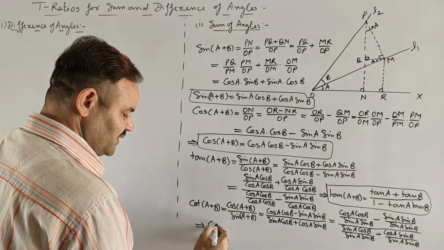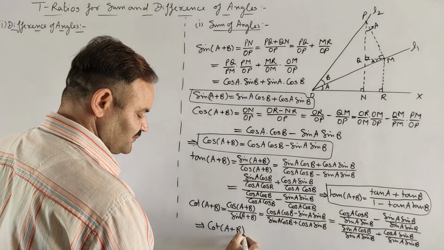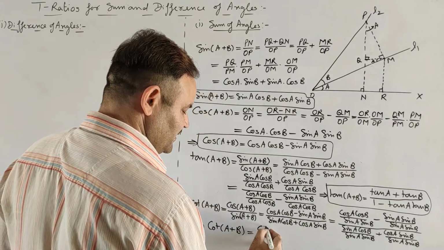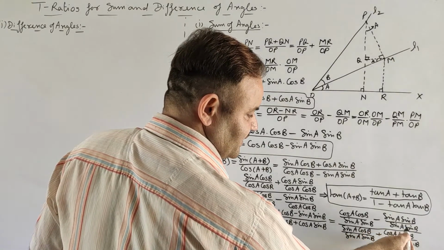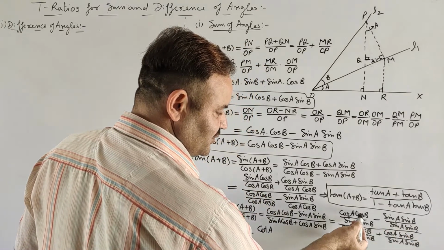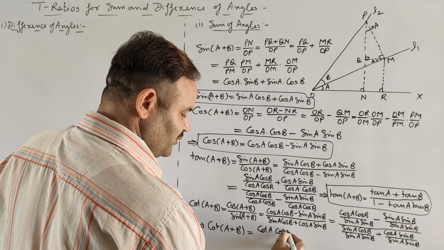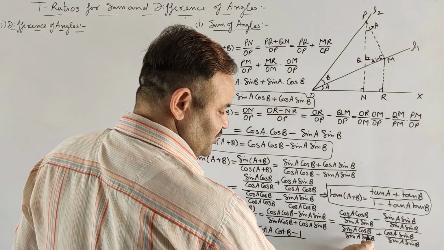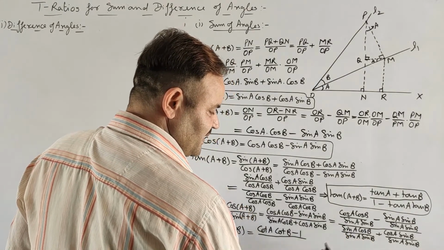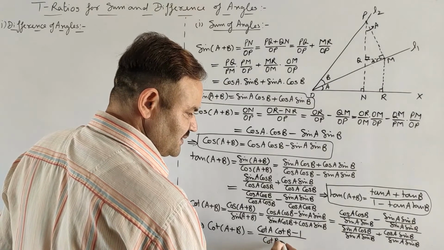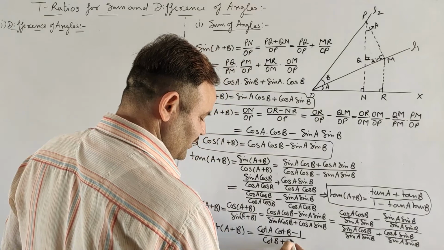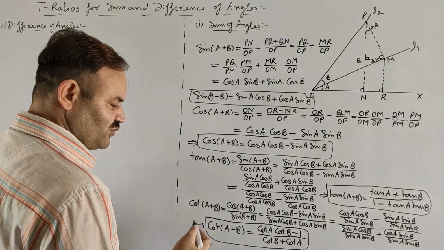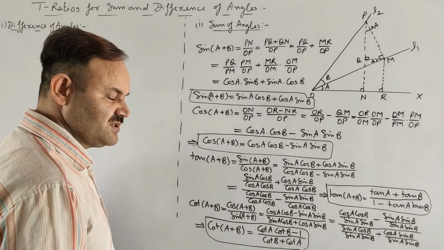This will give us cot A plus B equal to cos A upon sin A, that is cot A, and here sin A sin B will be cancelled, cos B upon sin B will be cot B, so cot A cot B minus 1 upon here sin A cos B upon sin A sin B, so cos B upon sin B will be cot B plus here cos A upon sin A will be cot A, so the relation will be cot A plus B is equal to cot A cot B minus 1 upon cot B plus cot A.